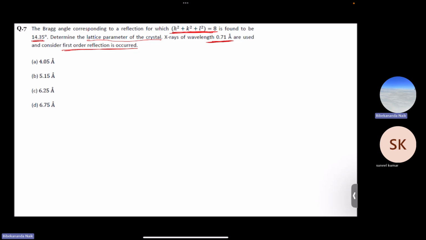So one is first order reflection and another is the number of the peak. First order means n equal to 1, and the first peak corresponds to the planes like 100, 011, 110, 111. The options are option A 4.05 Armstrong, option B 5.15 Armstrong, option C 6.25 Armstrong, and option D 6.75 Armstrong. I'll give you a few minutes to try this question and then we will discuss.